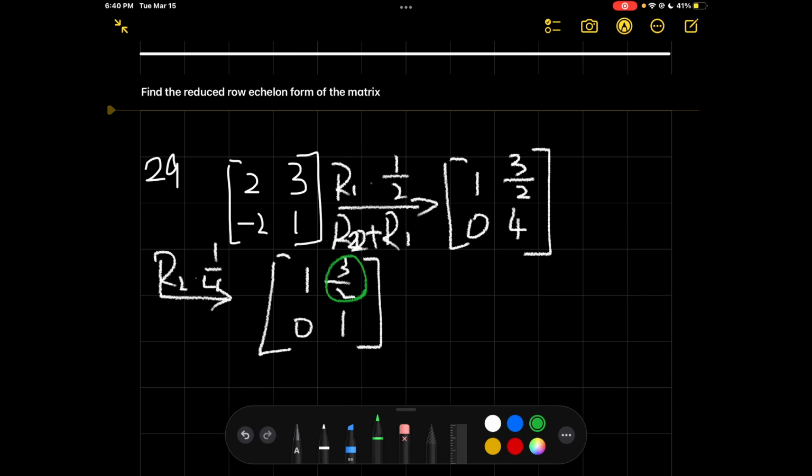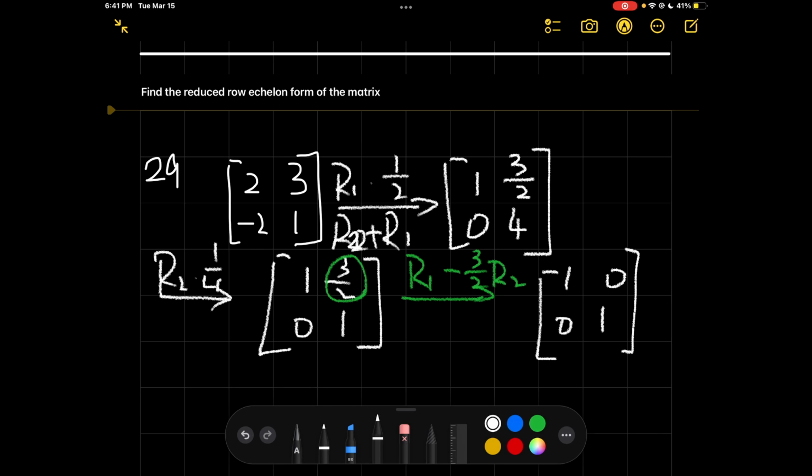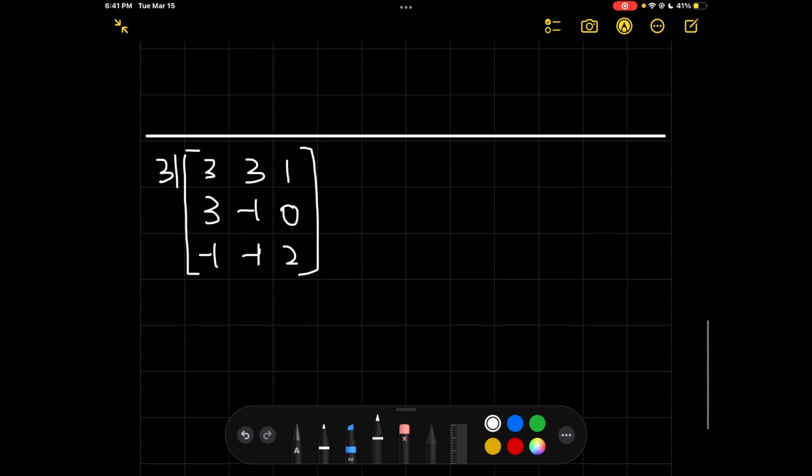What we can do is, we always count first with row 1. And we need to subtract 3 over 2 times row 2. So we have 1 minus 3 halves of 0 is just 1. And this one becomes 0. And we have 0, 1, which doesn't change. That's our reduced echelon form. And now we move on to question 31.